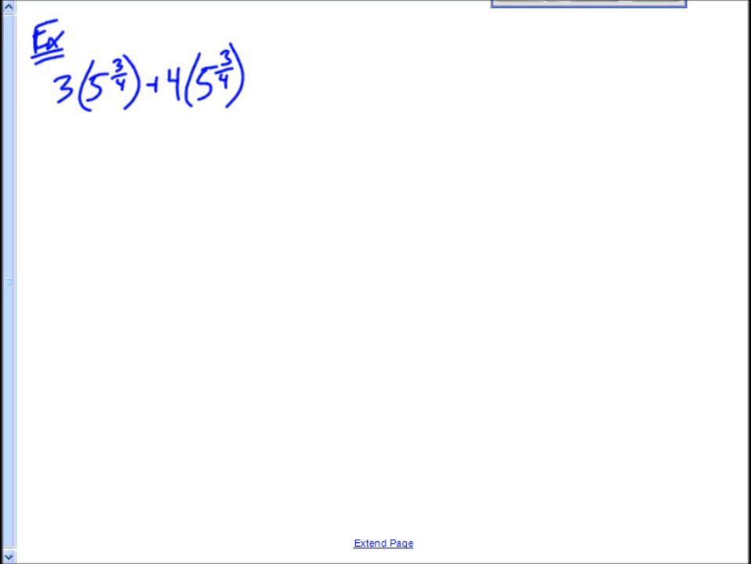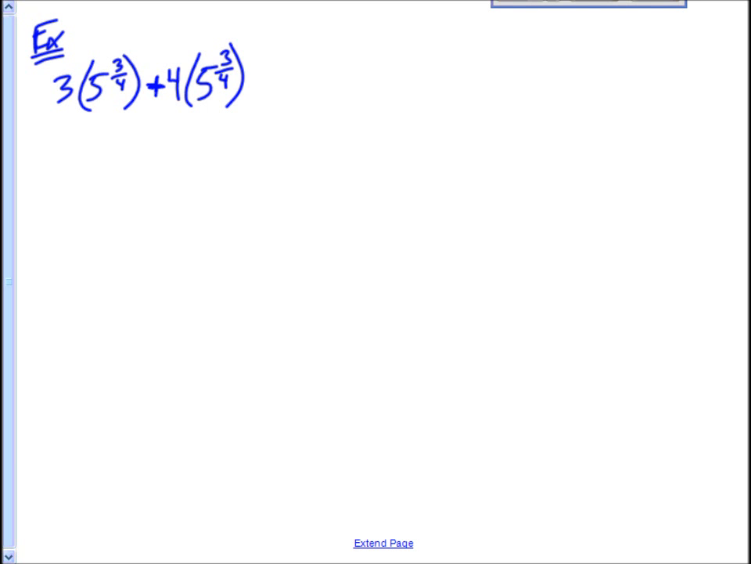Alright, let's do some adding and subtracting roots and radicals here. So how would you simplify this expression here? Do you notice that both of these have a 5 to the 3/4, right? Okay, so these are what's called like radicals, or like terms, right?